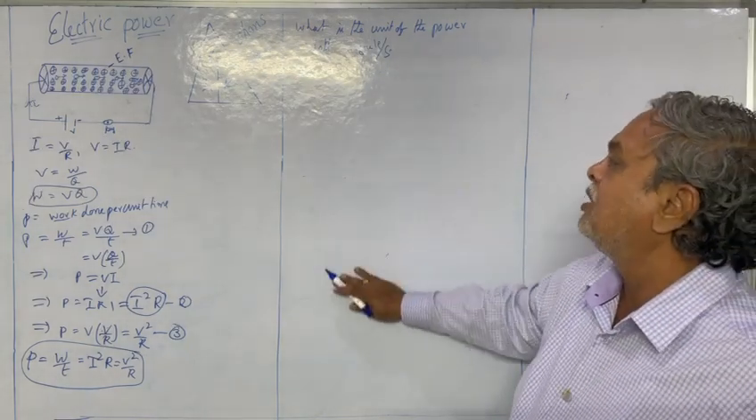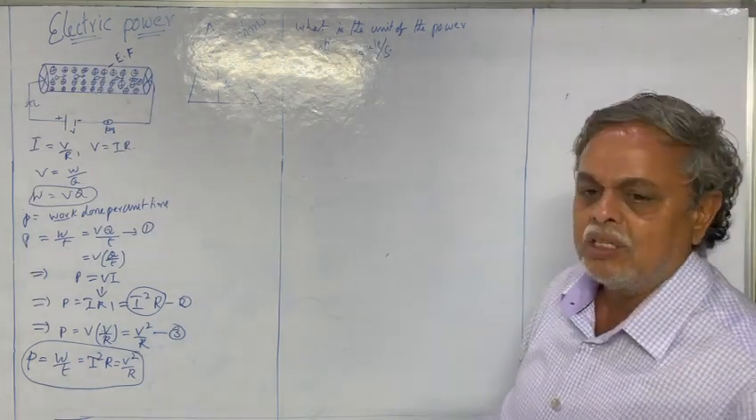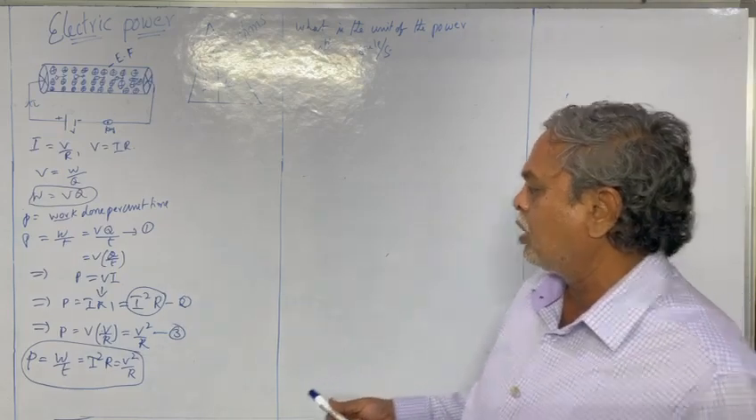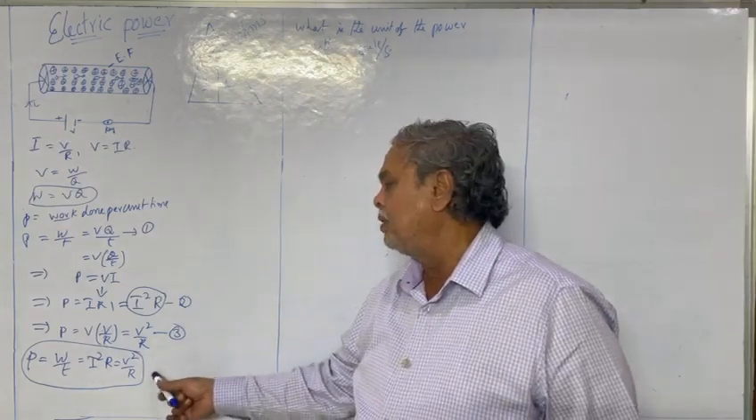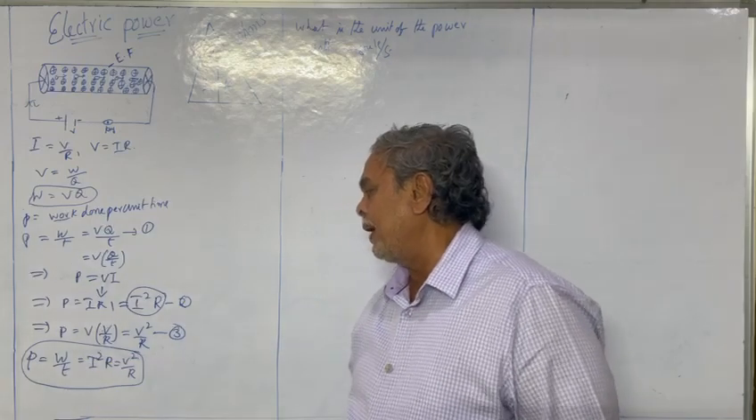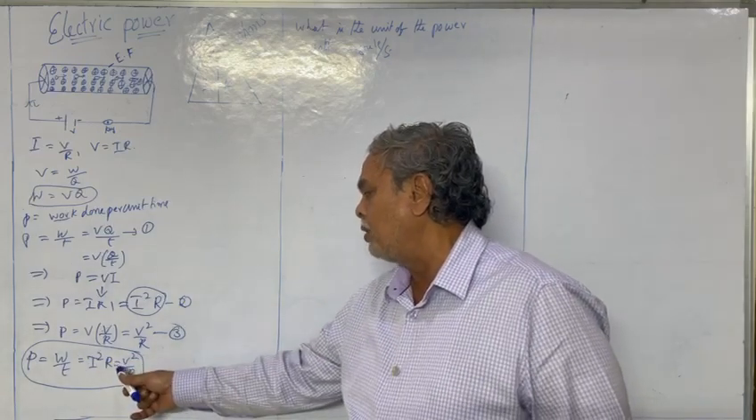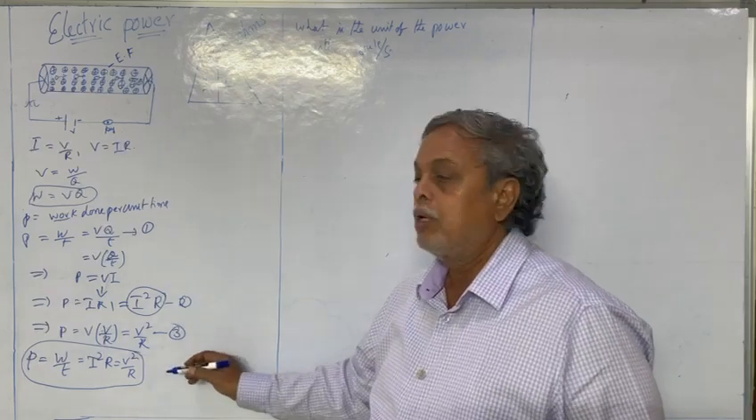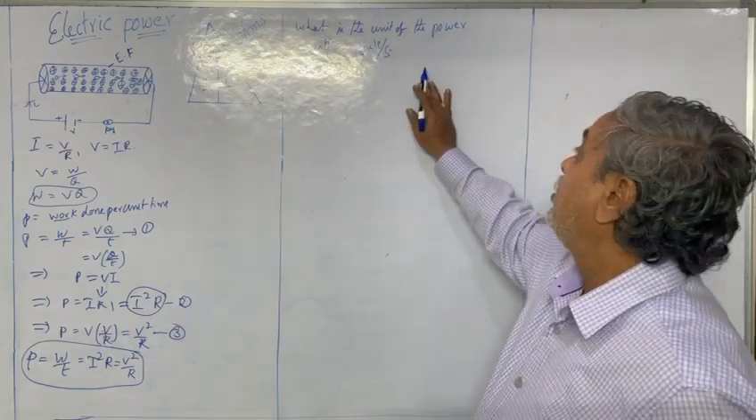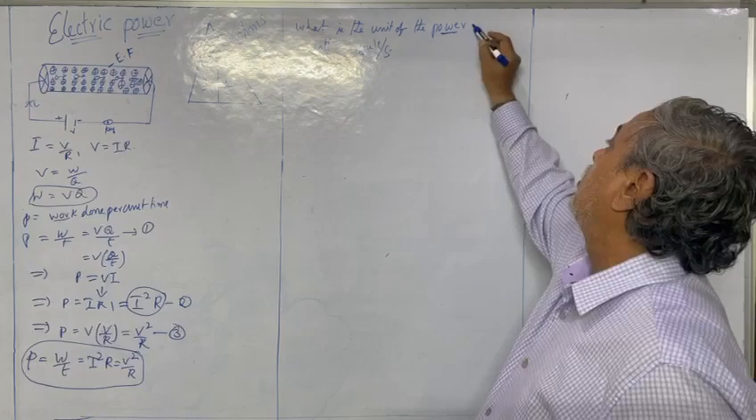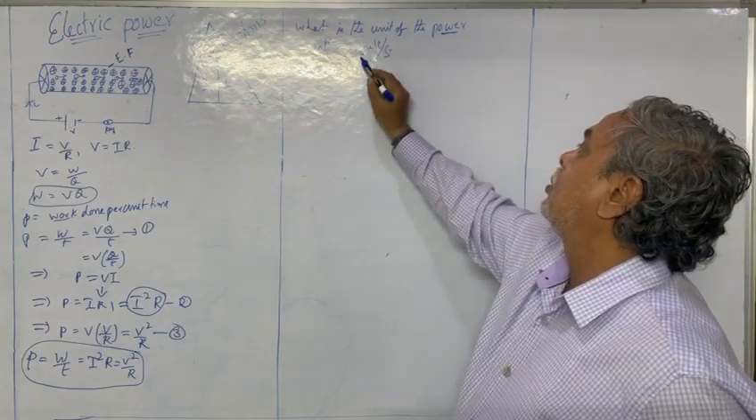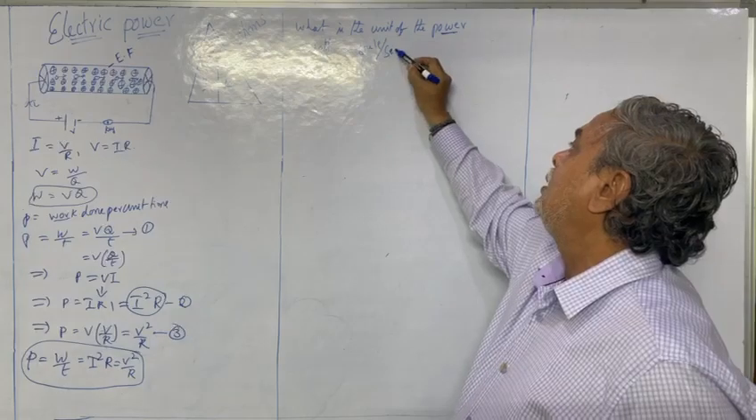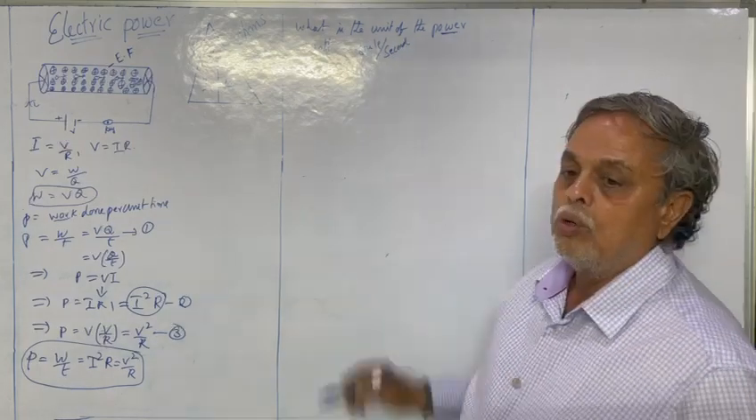Now what is this? Energy. Electric power means energy. Power can be solved by these three formulas: work by time, I square times R, and V square by R. Here the unit of power is watt. Watt is equal to joule by second. Okay?